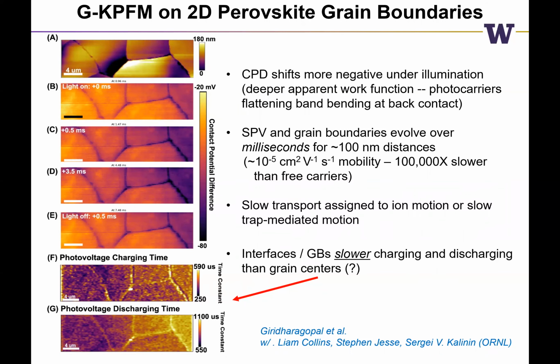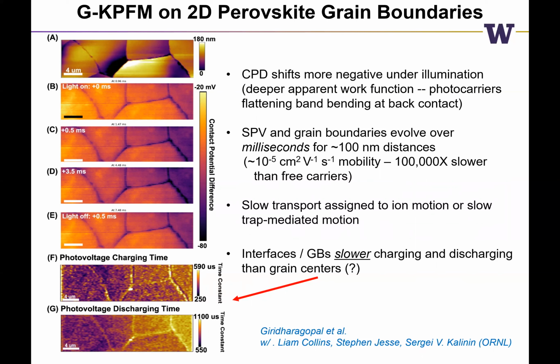So what's interesting is if you look at the time constants, we're getting 250 to 600 microseconds or so for charging. And if you do some back of the envelope calculations, you get mobilities on the order of 10 to the minus 5 centimeters squared per volt second, which is 100,000 times slower than would be expected for free carriers moving in these materials. So this implies that there is a slow dynamic process that occurs when you shine light on the BAPI film. And we attribute this potentially to ion motion or slow trap-mediated motion.